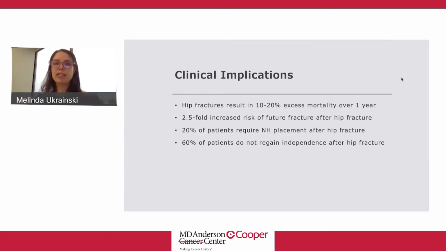Hip fractures result in 10 to 20% excess mortality over a 1 year period. There's a 2.5-fold increased risk of future fractures after someone has already had a hip fracture. 20% of patients require nursing home placement after a hip fracture. So there's a significant morbidity that comes with it. It's very hard to maintain or go back to your usual state of life prior to a fracture. 60% of patients do not regain independence after a hip fracture. So our job as endocrinologists is to try to identify osteoporosis and prevent fractures. And one of the problems with osteoporosis is that unless there's a fracture, it's often a clinically silent disease. So you don't know that you have it.